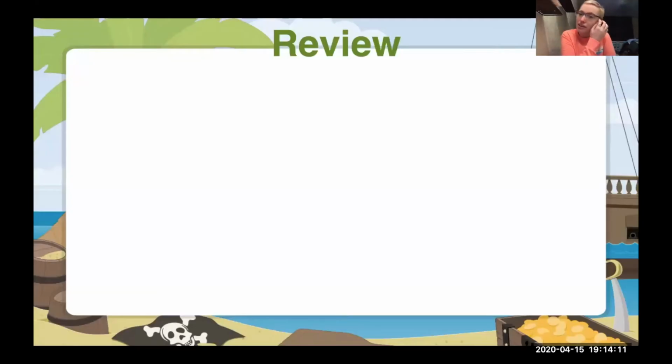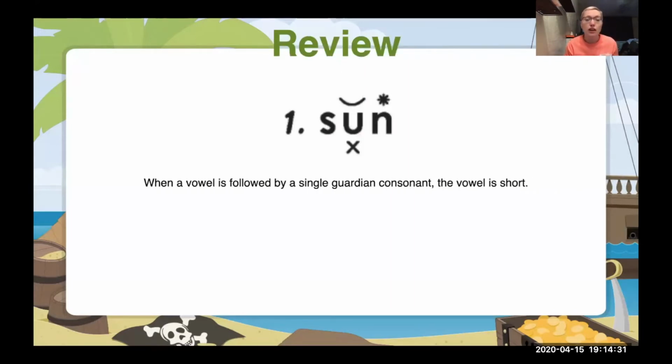Today we are going to start our lesson with some review. We are going to be reviewing phonetic skill 1 through 4 and how we add suffixes onto each of those before we start in with our new instruction. So the first phonetic skill that we are going to review is going to be phonetic skill 1. So phonetic skill 1 tells us that when a vowel is followed by a single guardian consonant, the vowel is short.